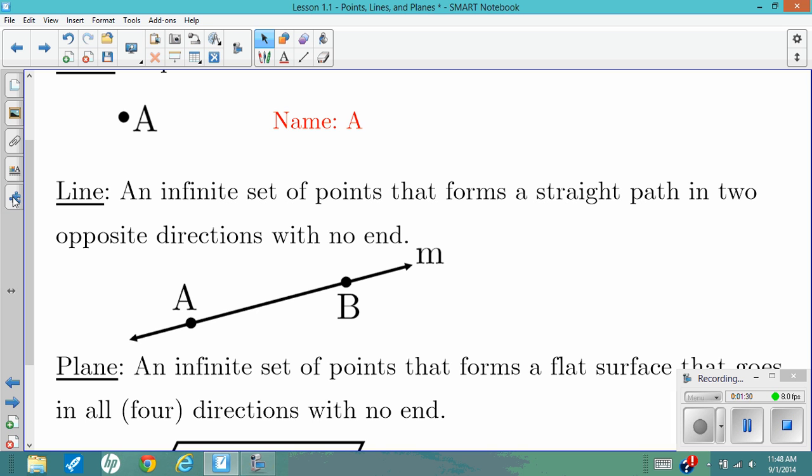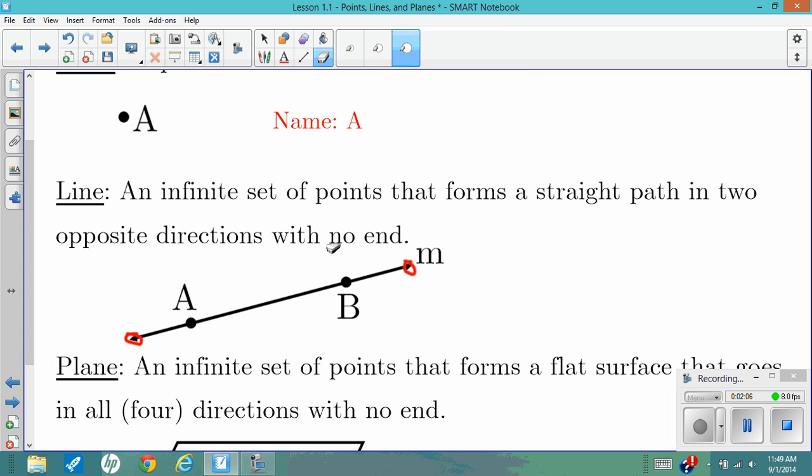If we have a whole bunch of points together in a straight path, we have a line. A line is made up of an infinite set of points. It forms a straight path. It goes in two directions. It never ends. That's what these arrows here mean. A and B here are 2 points. We can call them A and B. They're two of the many countless number of points that are on this line. We're just showing them so that we can name this line.